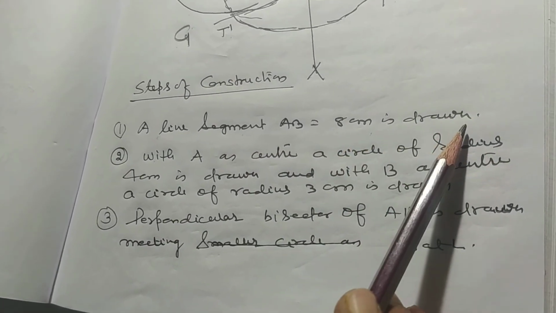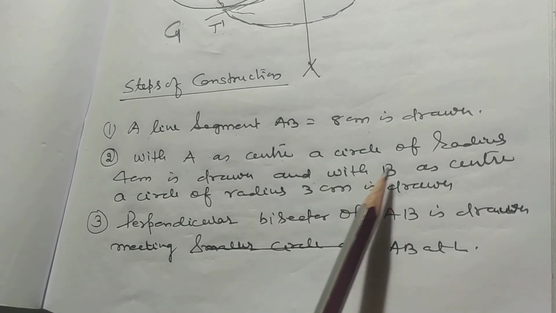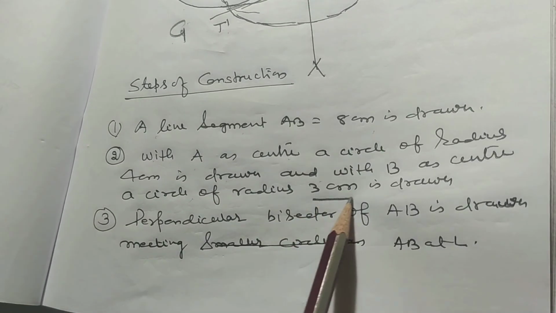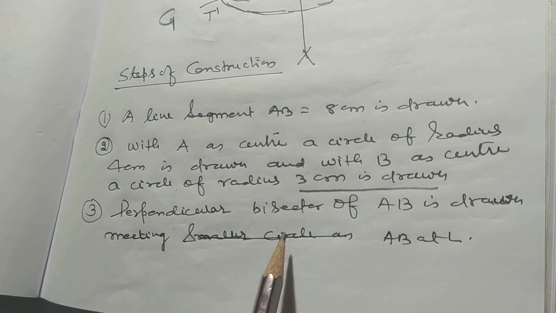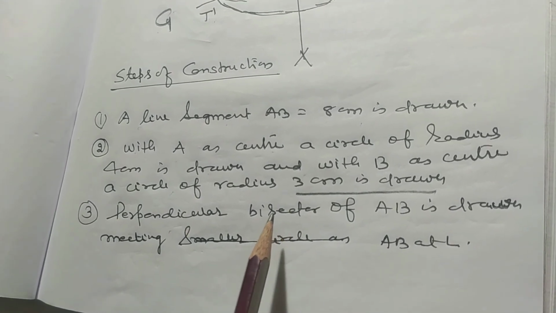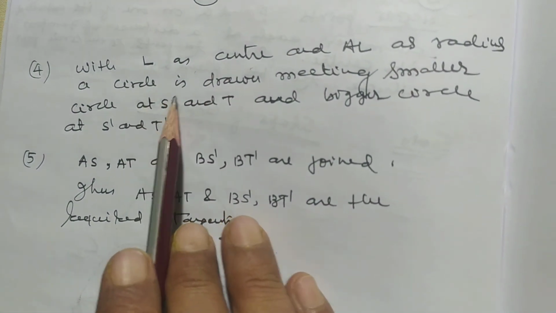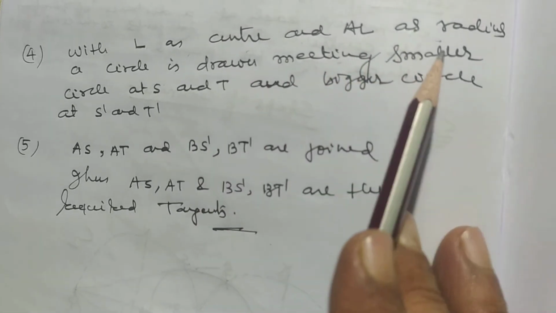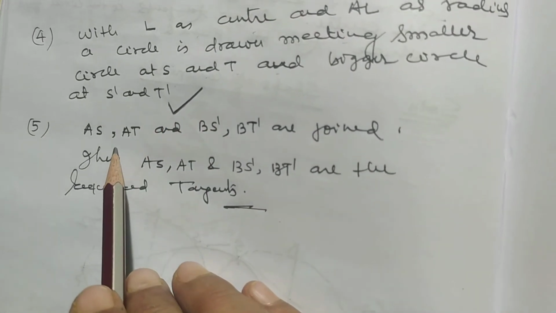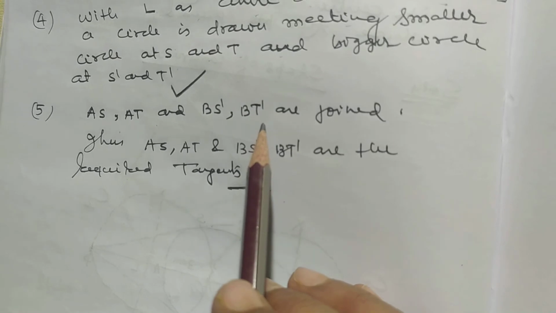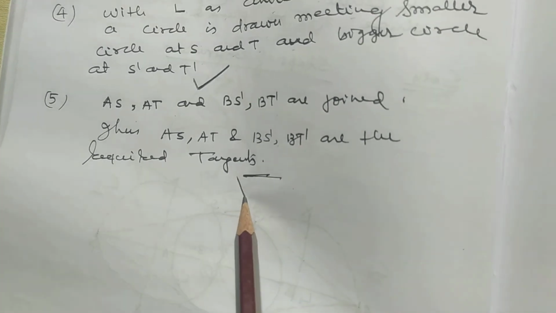Now we have written this step. A line segment AB of 8 centimeter is drawn. With A as center, a circle of radius 4 centimeter is drawn, and with B as center, a circle of radius 3 centimeter is drawn. Perpendicular bisector of AB is drawn, meeting AB at L. With L as center and LA as radius, a circle is drawn meeting the smaller circle at S and T, and the bigger circle at S dash and T dash. AS, AT and BS dash, BT dash are joined. Thus AS, AT and BS dash, BT dash are the required tangents.